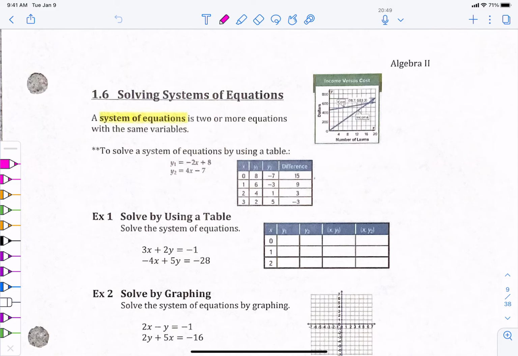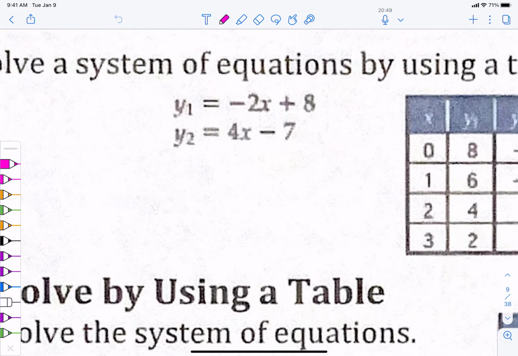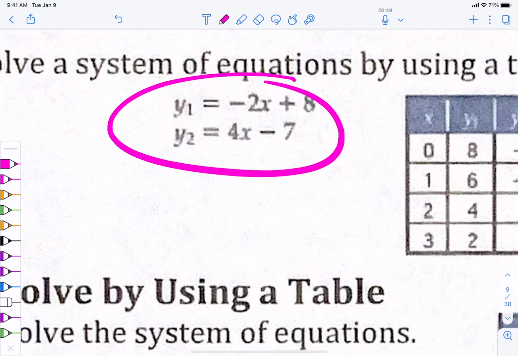Solving systems of equations. So what's going to happen when you're solving systems of equations is you're going to be given two equations like this. They may not necessarily be solved for y, but these two are. The reason it says y1, y2 is just to note that they're two different equations. So y equals negative 2x plus 8 and y equals 4x minus 7.